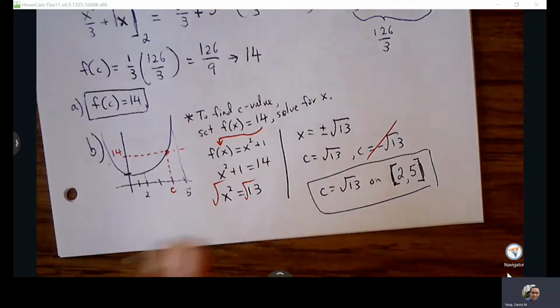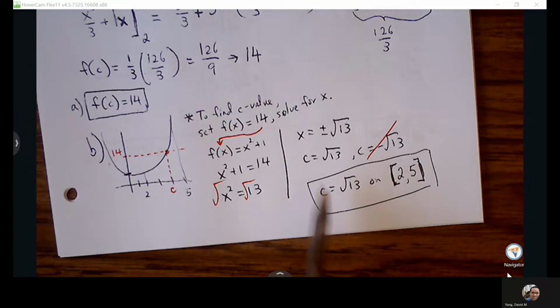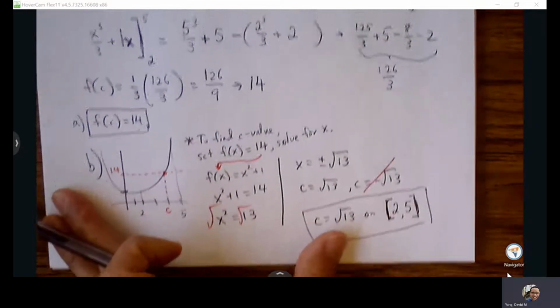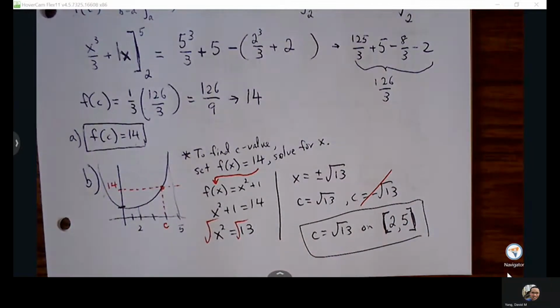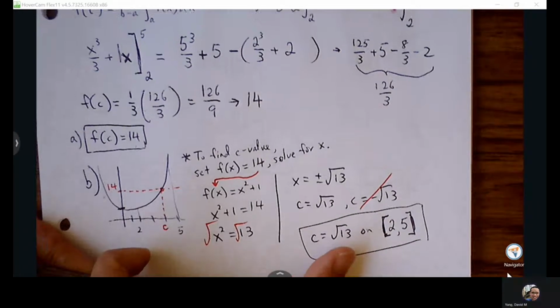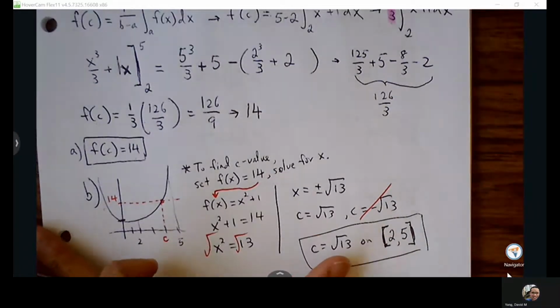So root 13, we know root 9 is 3. We know root 16 is 4. So we know it's somewhere between 3 and 4, right? Okay. So that's the average value theorem. We're going to do some practice with this, but any questions before we move on?